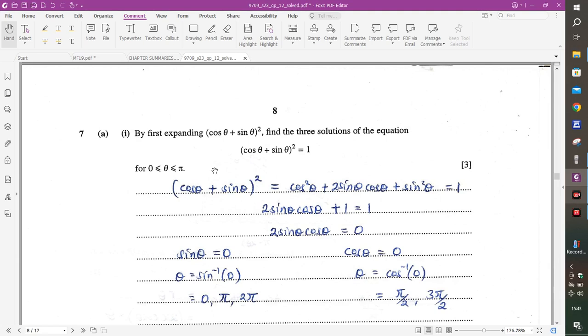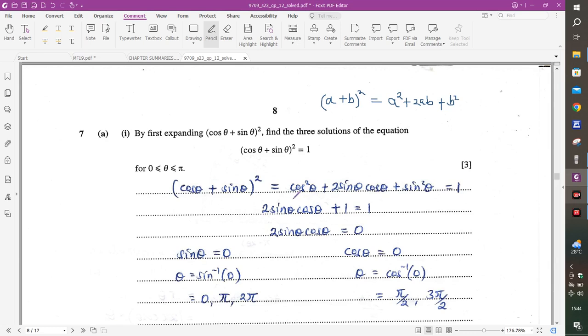And next, question 7. By expressing (cos theta + sine theta) squared, find the three solutions of this equation here. So this is trigonometry. Squaring here, we shall square the cosine, that would be cos squared theta. You can always use the identity for (A + B) squared. You square the A, then you get 2 times A times B, so we shall have 2AB. Of course, if we have a minus in between, like A minus B, then here it will be a minus. And then square the B. So that's what we are using here.